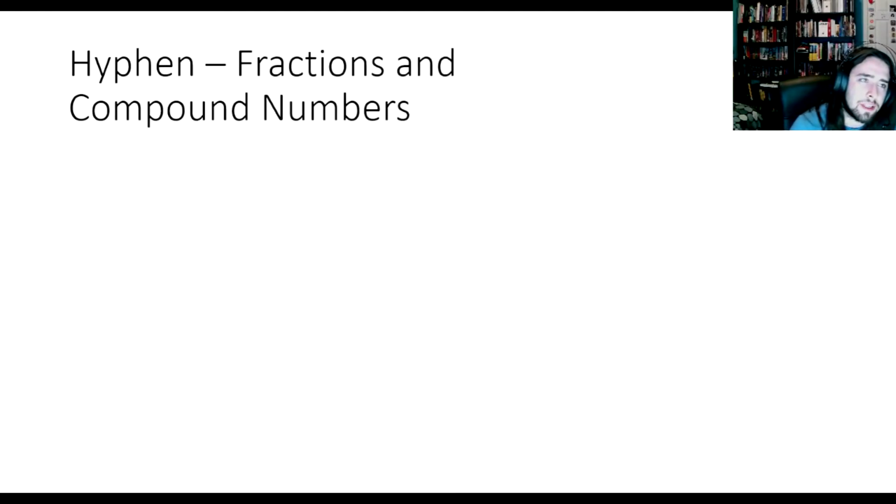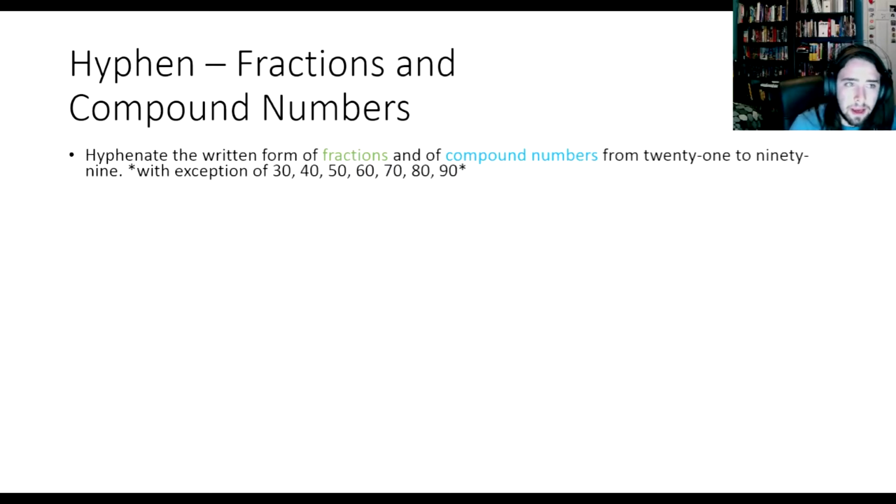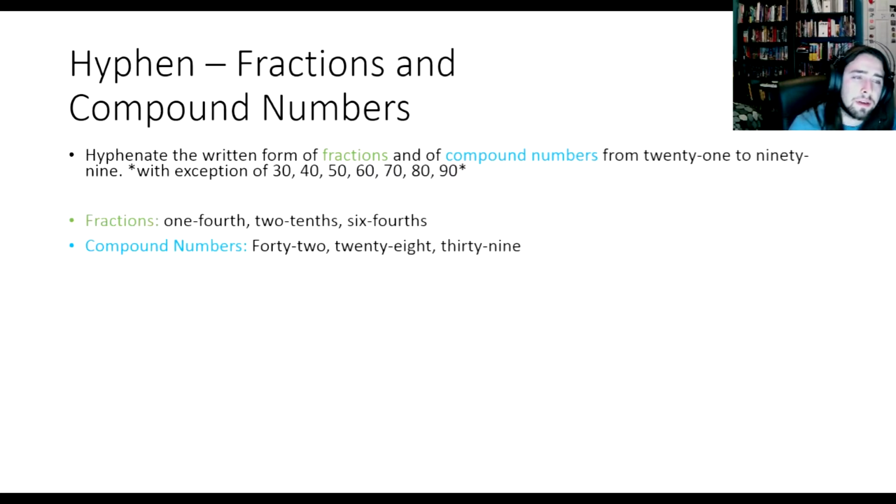Hyphens, fractions, and compound numbers. Hyphenate the written forms of fractions and of compound numbers from 21 to 99, with the exceptions being 30, 40, 50, 60, 70, 80, and 90, as they're just one word, not two words. Fractions would be examples like one-fourth, two-tenths, six-fourths, and compound numbers would be examples of forty-two, twenty-eight, and thirty-nine.